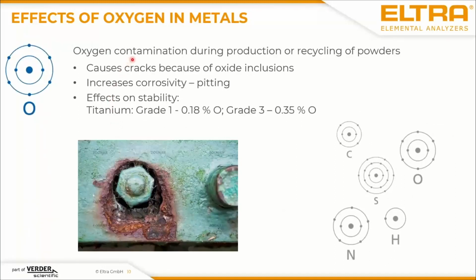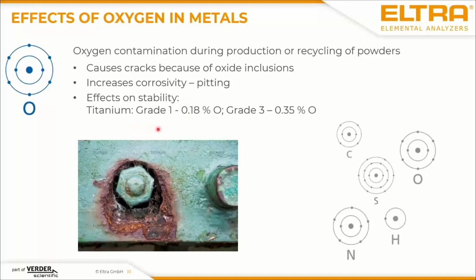Next step would be the oxygen. Our next slide tells about the oxygen content in the metals. The oxygen contamination effect is quite obvious here because it will mainly allow corrosion of the materials. You can see a picture here. Increasing corrosivity. Corrosivity is something which is not wanted or usually not wanted in metals. It may crack because of oxide inclusions as well, and will be less stable and less durable. It also has an effect on stability.